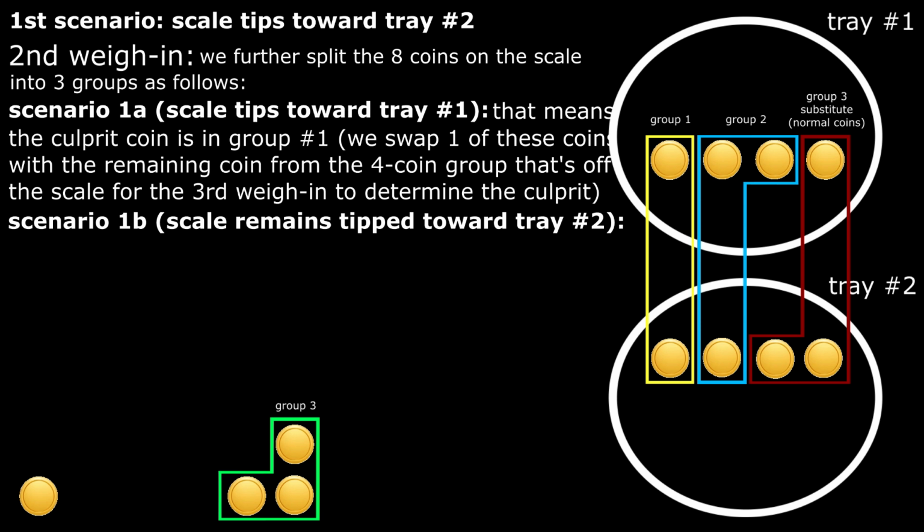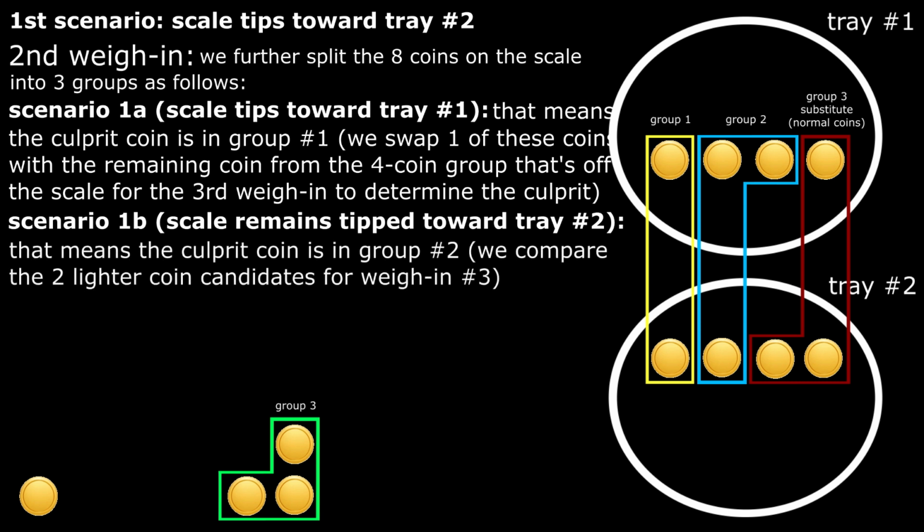So what did we say during the introduction of this video? We now compare the two coins that are on scale 1 for weighing number 3. One is lighter than the other, and the lighter one is the lighter coin. If they are the same, then coin 3 that was on scale 2 earlier is the heavier coin.